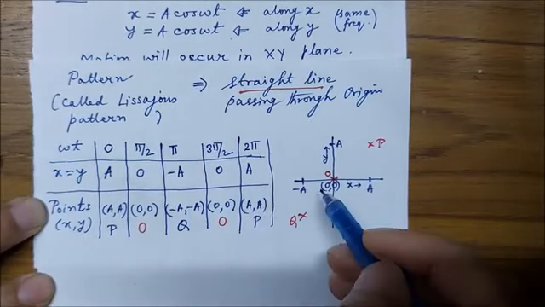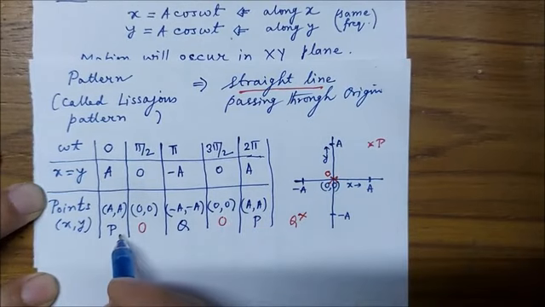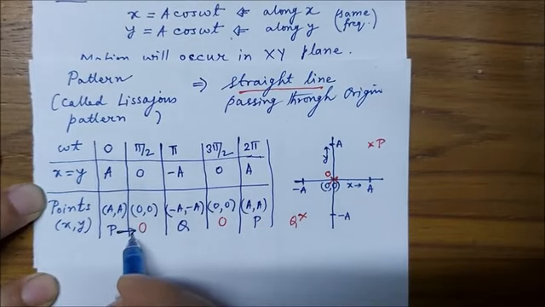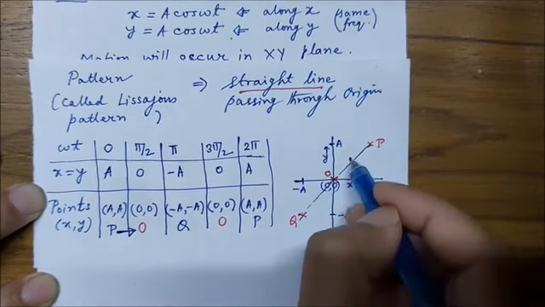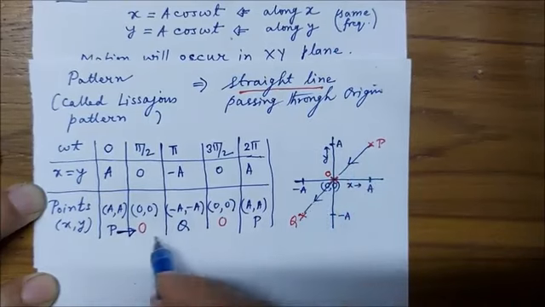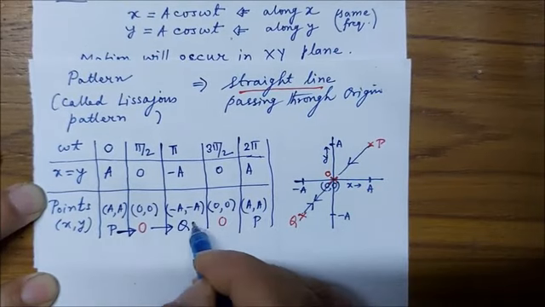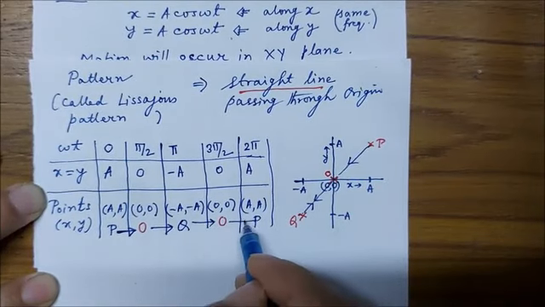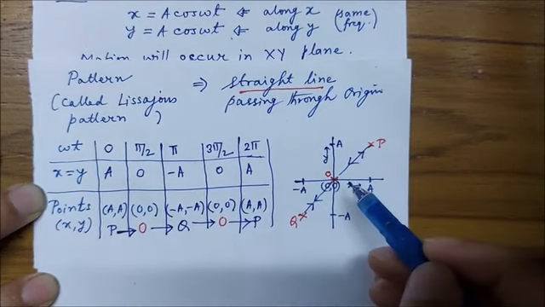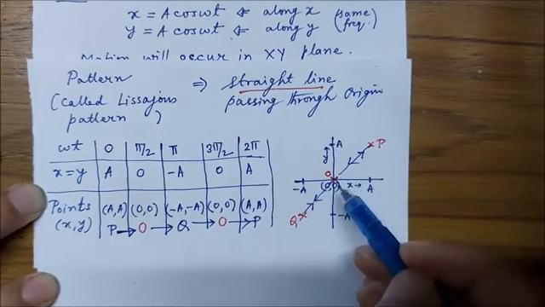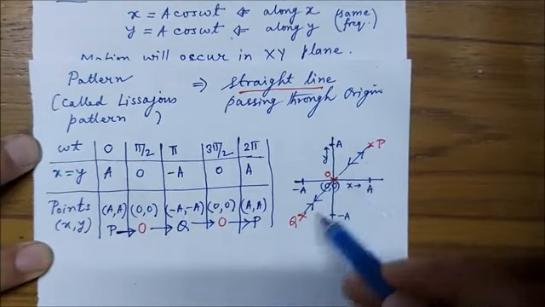So we are in a position to identify the nature of tracing from P to O, then from O to Q, then Q to O back, and next from O to P. So this is how the resultant motion occurs, P to O to Q to O to P. So this is how the Lissajous figure is traced.